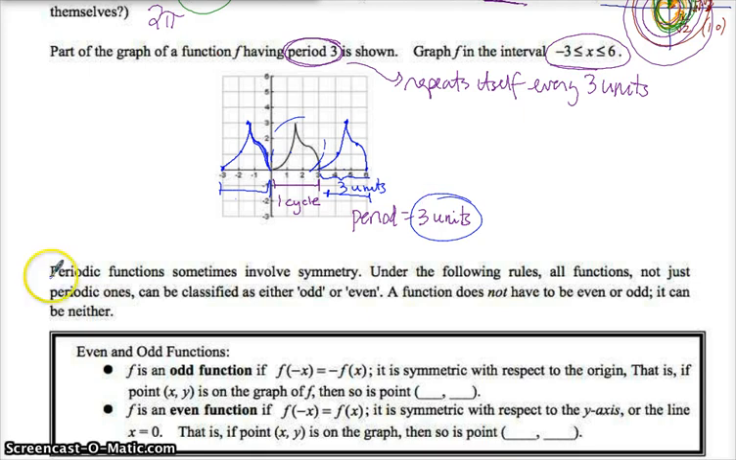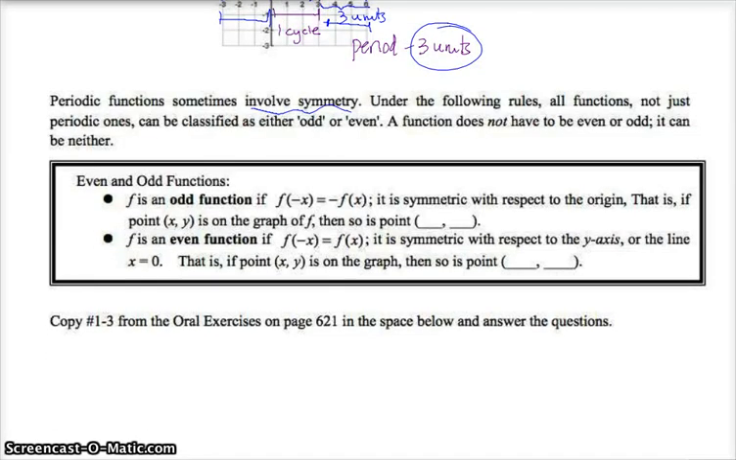Okay, so now we're getting to the symmetry part. Periodic functions sometimes involve symmetry. Under the following rules, all functions, not just periodic ones, can be classified as either odd or even. A function does not have to be odd or even. You could also say it is neither. So it is neither odd nor even, but it's still symmetric.